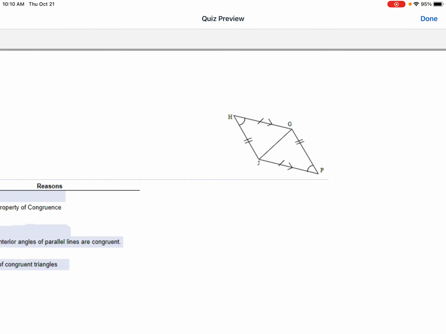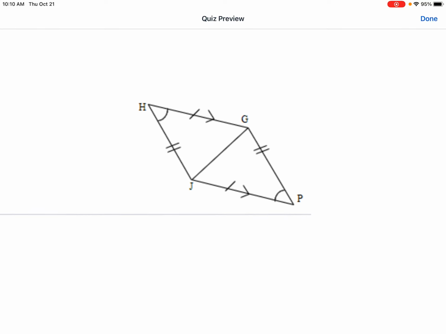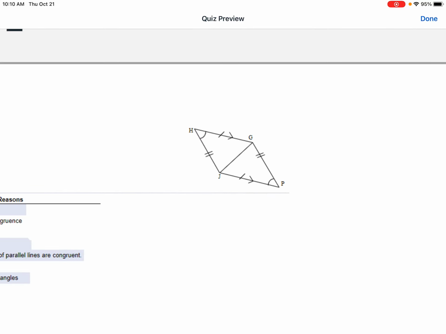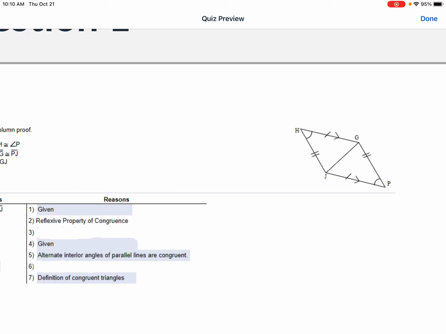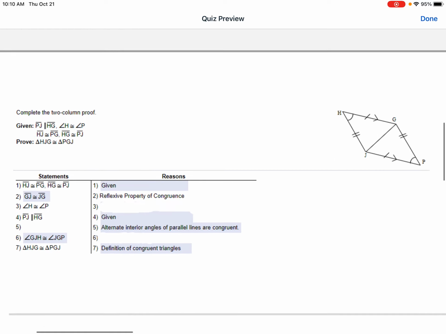You have to recognize that JG and GJ, however you want to call it, that's the same line segment. So of course it is congruent to itself. That's what we call the reflexive property, when you have the same thing on either side of that congruent symbol. The reflexive property tells us that that is the same. So we have all three sides.